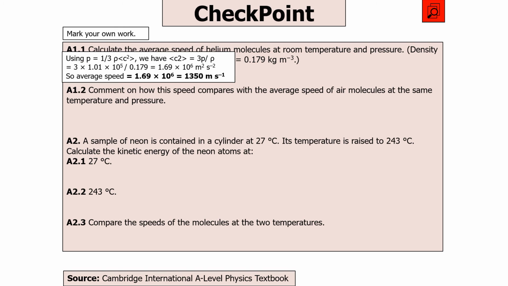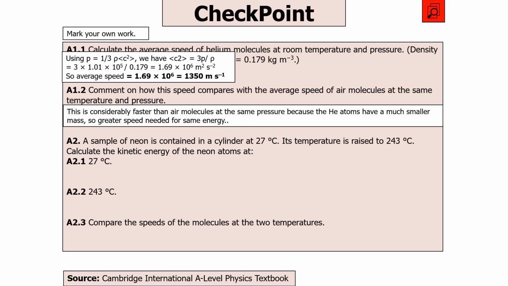Right, we know that P equals 1/3 ρ times c squared, so you can pop in all the values and you get c squared to be 1.69 times 10 to the 6, which when square rooted is 1,350 meters per second. Now, that's considerably faster than air molecules at the same temperature, because helium has a much smaller mass, so to have the same kinetic energy, which is the same for the same temperature, they've got to have a much greater speed.